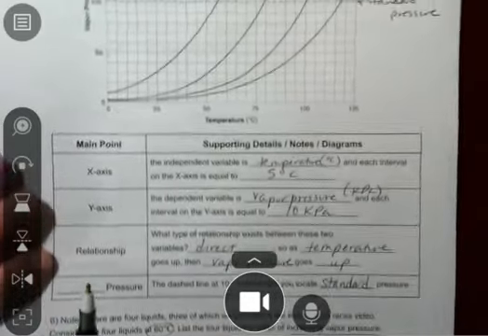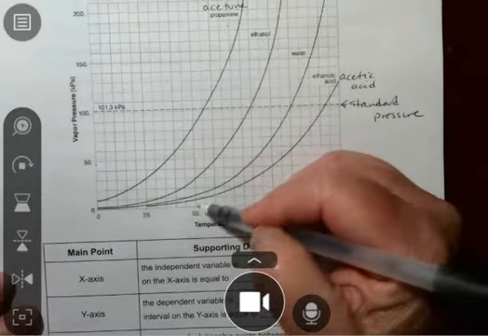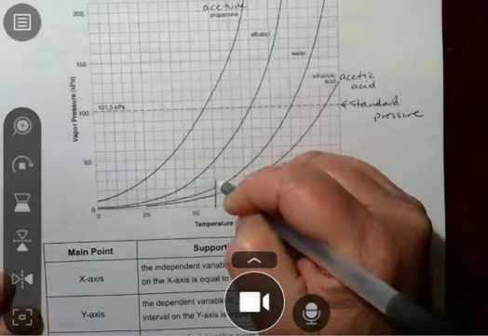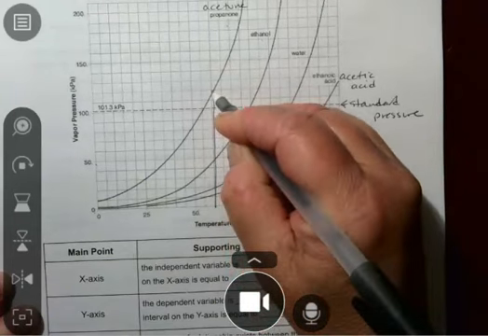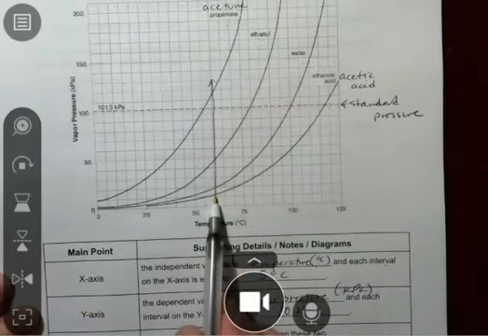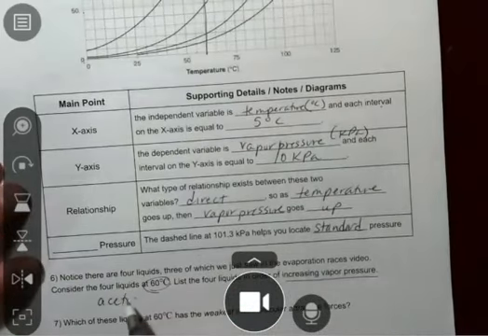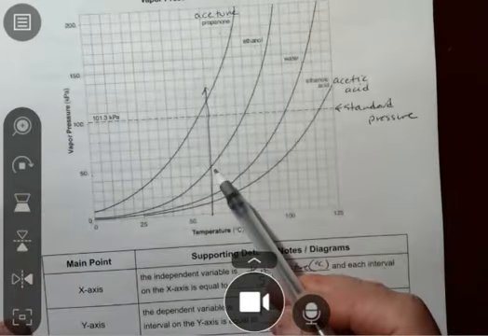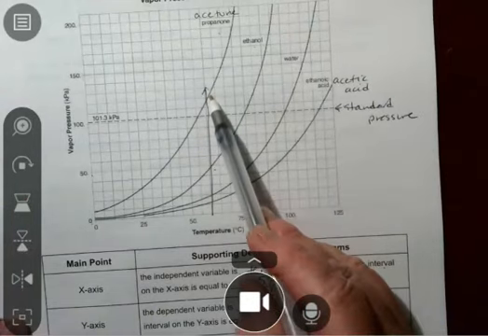So at 60 degrees Celsius, let's find that. This is 50, 55, 60. And as we go up with increasing vapor pressure, the first liquid is acetic acid. The second liquid is water. After water, we have ethanol, and after ethanol, we have acetone.